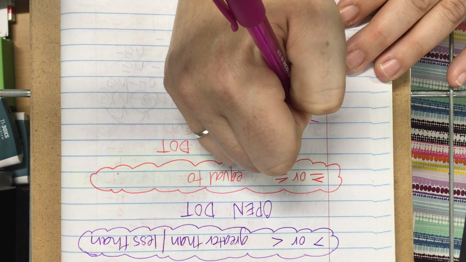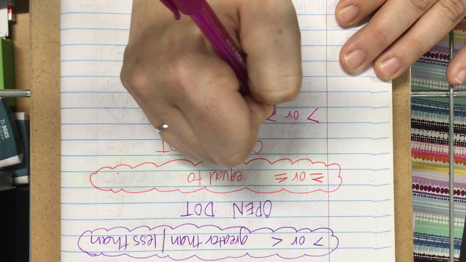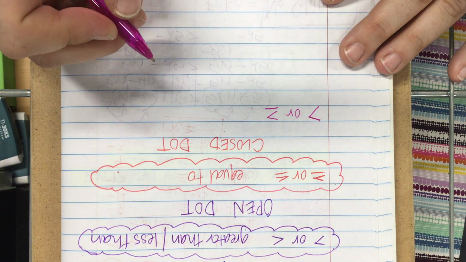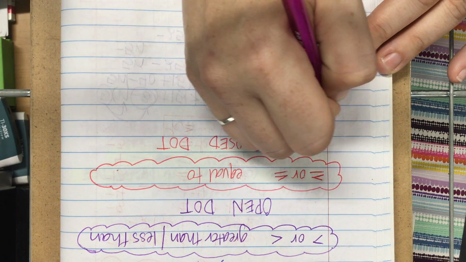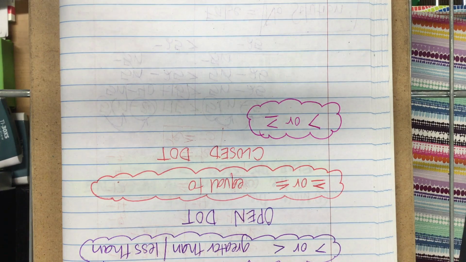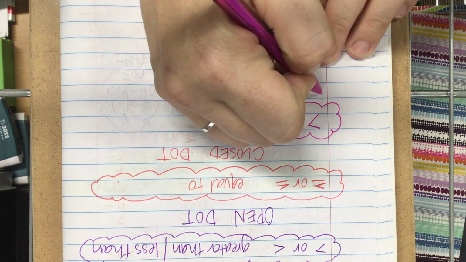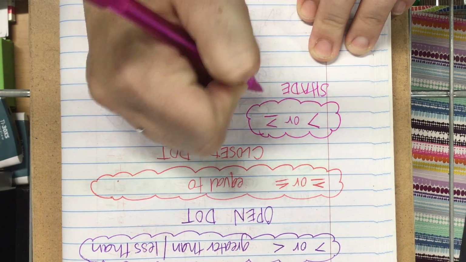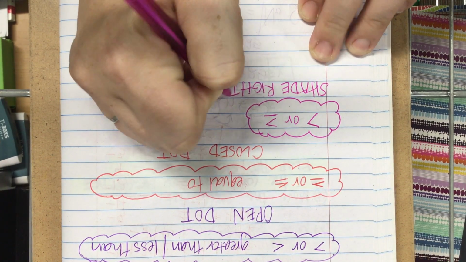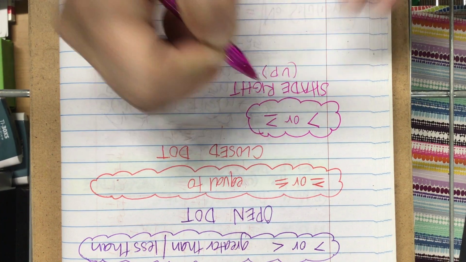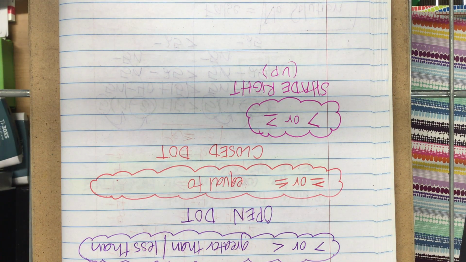If it is greater than or equal to, which way on a number line do things get greater than? To the right. We shade right, or some people think of it as up, like going up, even though it's really to the right. It's not a vertical number line, it's a horizontal number line, but some people think up.